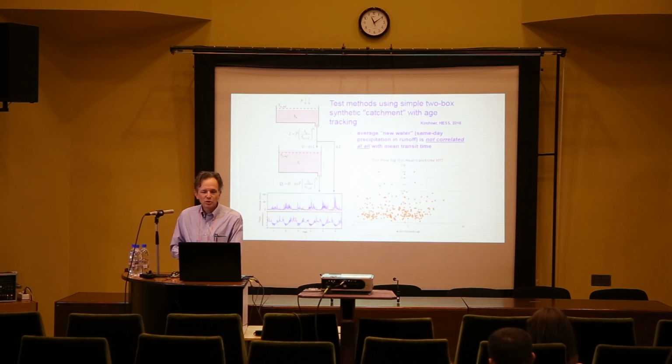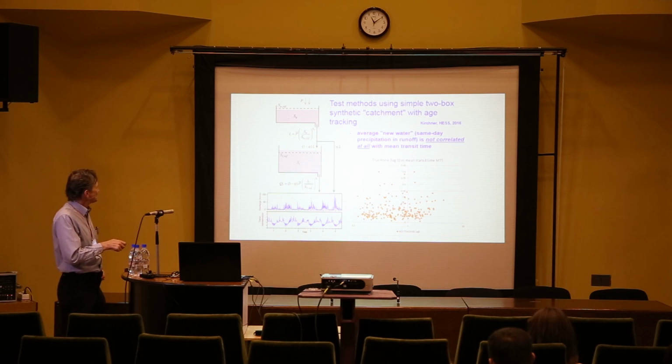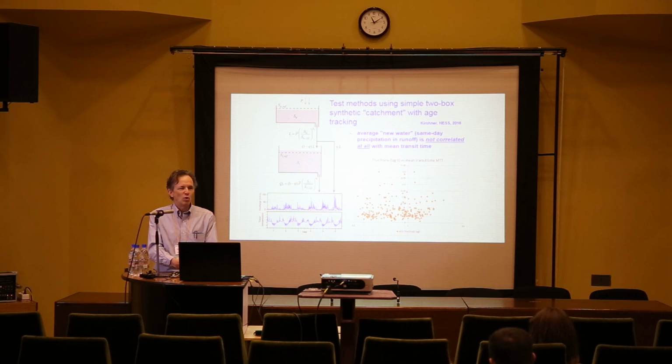On the other hand, if we tried to use the mean transit time in the system as a predictor, we get nothing useful. So the mean transit time, the average age of the water, is just terrible as a predictor of how much water is less than a day old or a week old or a month old.